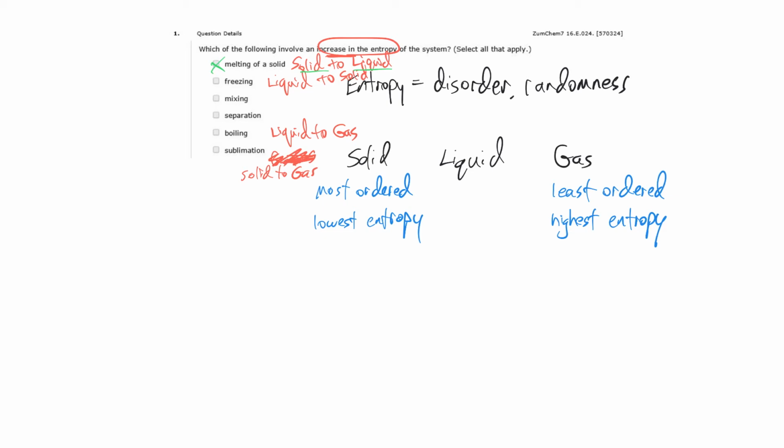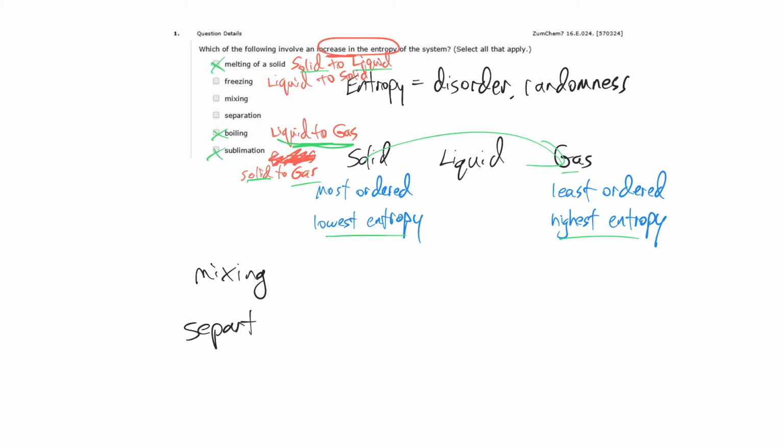For boiling, we're going from a liquid to a gas, medium entropy state to a high entropy state. That's an increase in entropy. And then lastly, sublimation, solid to gas. That's from a very low entropy state to a very high entropy state. That's definitely an increase in entropy. So we deliberately did not check the box for freezing, but we did check the box for melting, boiling, and subliming. Now let's consider mixing and separation.